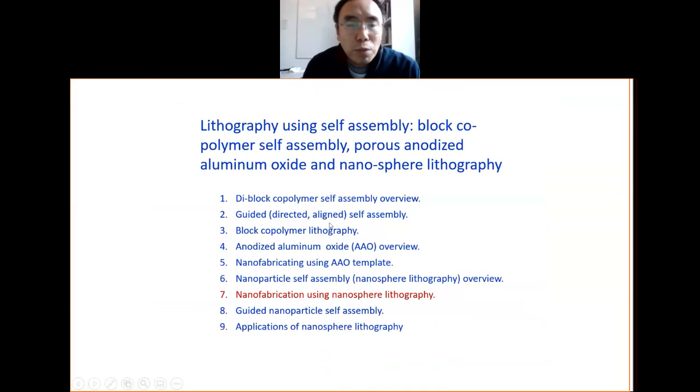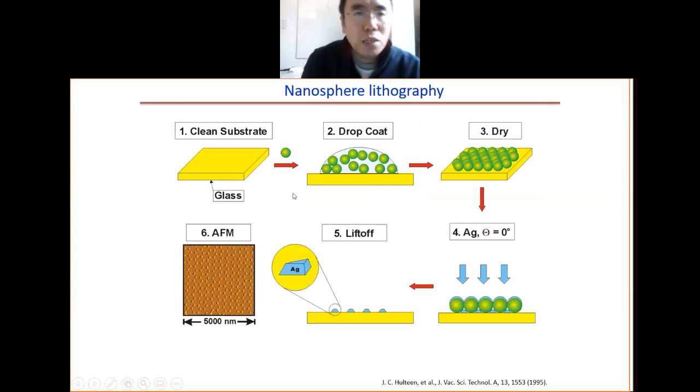So what do we do with nanosphere lithography? What fabrication can we do? This is the most typical process. You clean the wafer, you drop coat or spin coat a monolayer of the nanospheres. Then you do the silver evaporation, and then you dissolve the spheres. The sphere is typically polystyrene, which can be dissolved by some solvent. You leave behind the silver. This is the silver pattern.